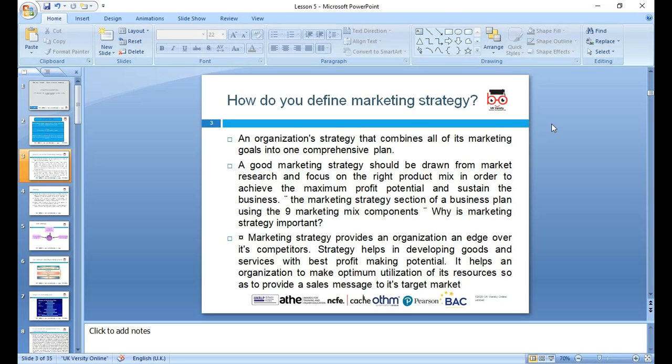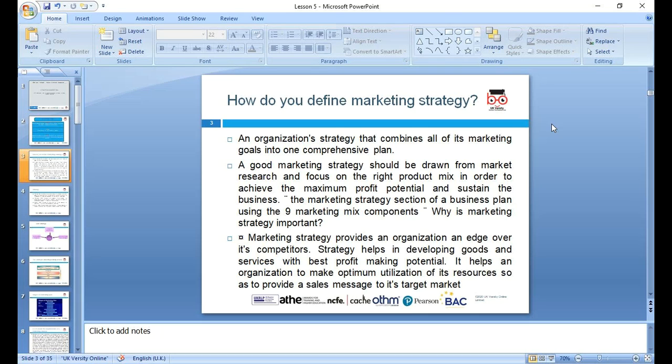Marketing strategy is an organization's strategy that combines all its marketing goals into a comprehensive plan. A good marketing strategy is drawn from research and focuses on the right product mix, not different products, but different customers. So you need to look at the upper class, middle class, lower class. Think about Tesco and Asda's marketing. They have different brands to meet different segments of the population. So that's what we need to keep in mind, using the marketing mix components, which can be 7 mix, 9 mix.